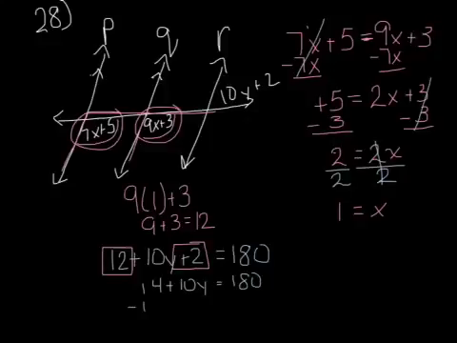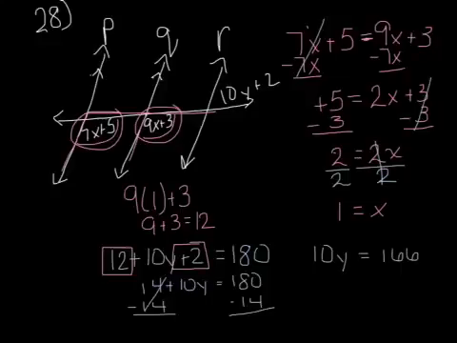Good. I'm going to subtract the 14 because that's going to make that 14 go away. And I have to move up a little bit because I can't move my paper up. So I'm going to have 180 minus 14, which is 166. So I get 10y equals 166. Now what? Divide both sides by 10.